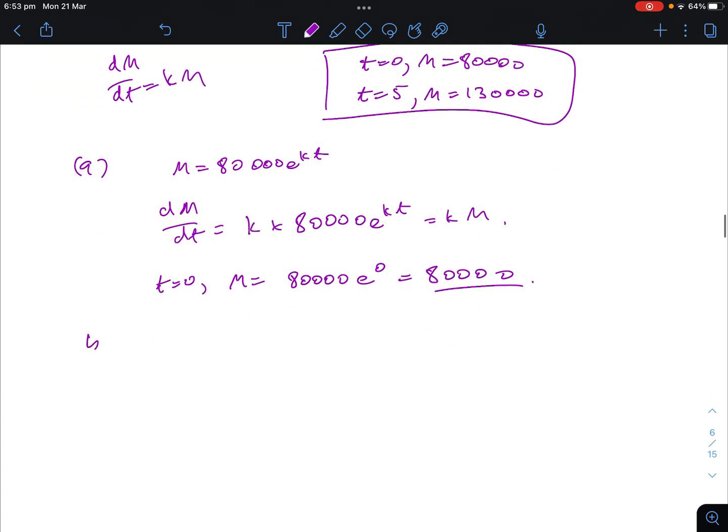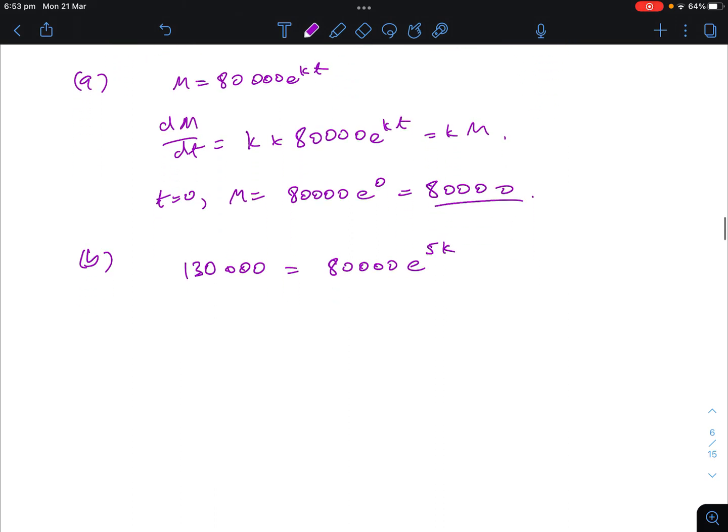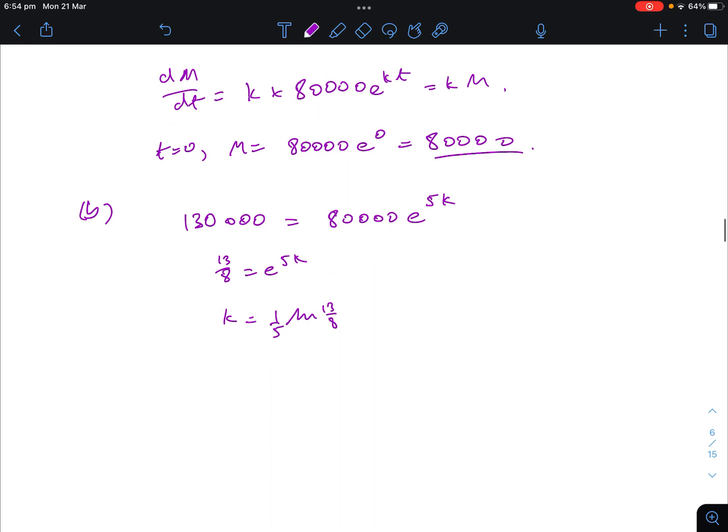Find k. How do I find k? Well, I've got a snapshot here. What's the information I haven't used yet? This snapshot. When t equals 5, M equals 130,000. So sub that in, you get 130,000 equals 80,000 e to the 5k, and then solve for k. So that's 13/8 equals e to the 5k, so 5k equals ln 13/8. So k is a fifth ln 13/8, which is approximately something, where's my calculator?